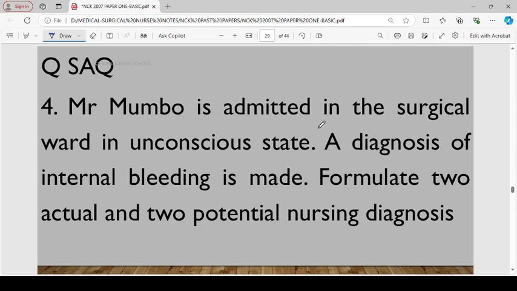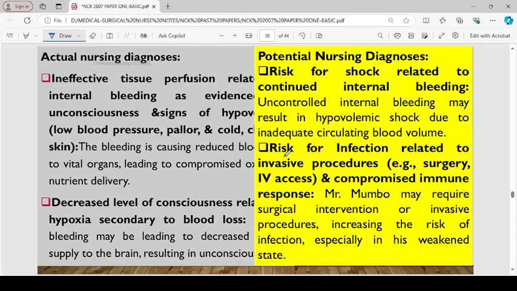Number four, Mr. Mumbo is admitted to the surgical ward in unconscious state. A diagnosis of internal bleeding is made. Formulate two actual and potential nursing diagnoses. For the actual nursing diagnosis, we could have ineffective tissue perfusion related to internal bleeding as evidenced by unconsciousness and signs of hypovolemia. This could be low blood pressure, pallor, cold, so on and so forth.